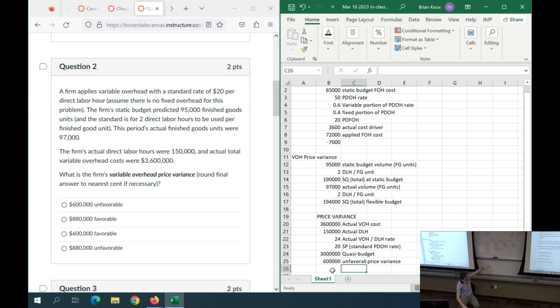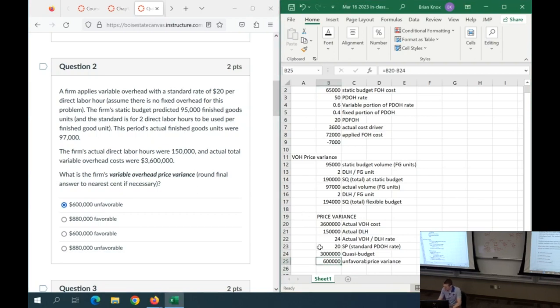It's very easy to see when we have the subtraction that way. 3.6 is the actual. 3 million is the quasi-budget amount. So clearly, as we're going towards reality, costs have gone up. That results in a positive number, which is unfavorable.